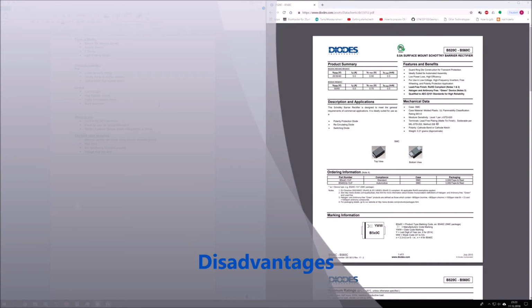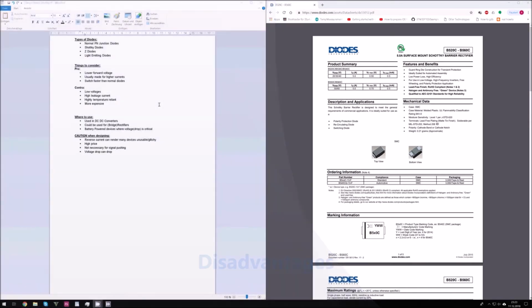Disadvantages or cons of Schottky diodes are that they are usually designed to withstand only low voltages. Normal diodes are designed to withstand voltages of up to 1000 volts, and Schottky diodes usually have their issues reaching 100 volts. Also, they have a high so-called leakage current or reverse current.